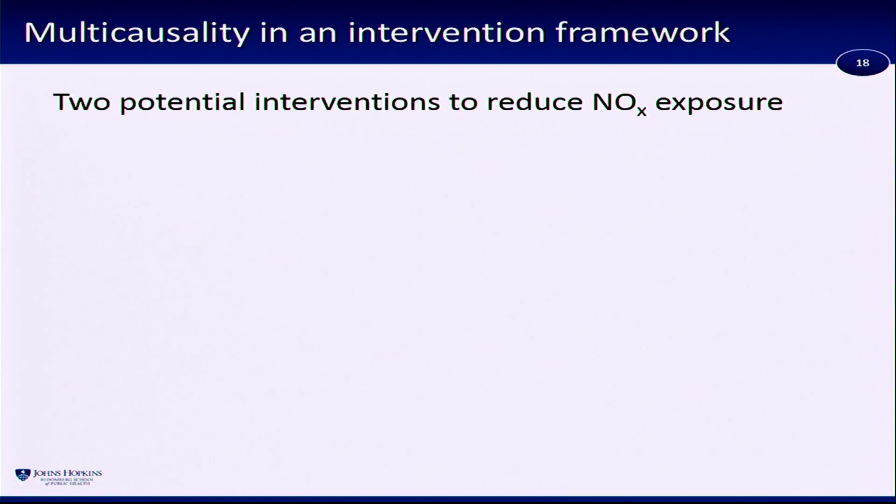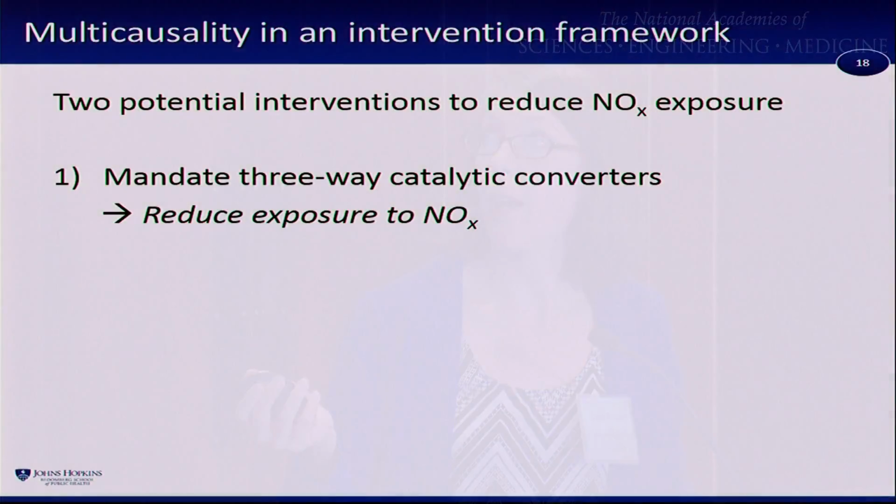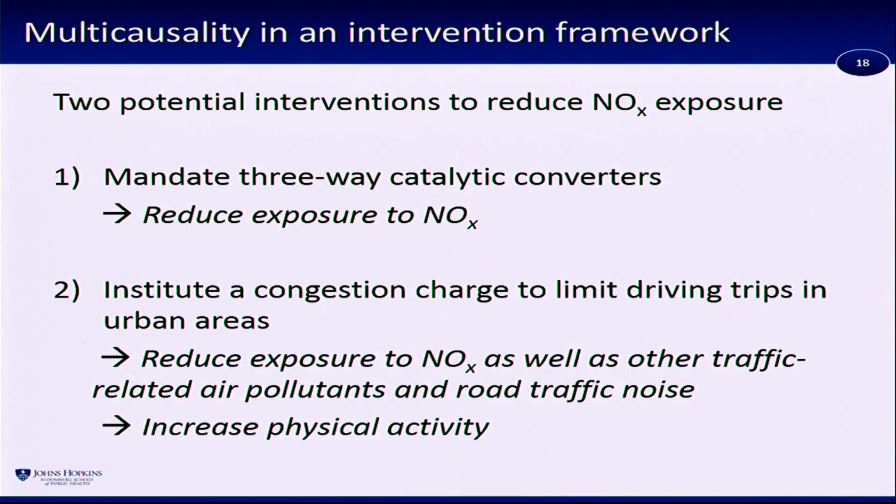I'm also thinking about obesity or other outcomes that have a large number of influences, and how we can model these in an intervention framework. There are a lot of different ways you could intervene, and being very explicit about those interventions is important. If you were to limit nitrogen oxides exposures by something like this, you're going to reduce just this one exposure, whereas another realistic intervention would be to institute a congestion charge to limit driving trips, which has been done in cities like London.